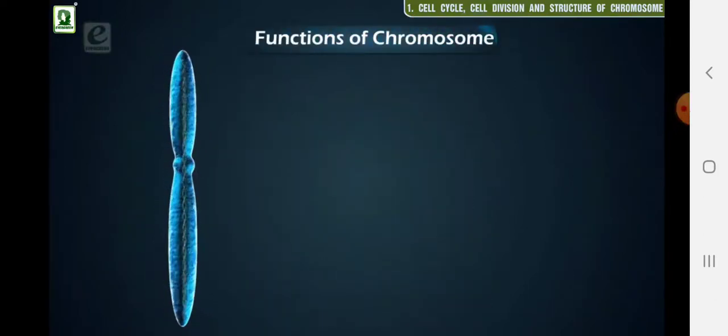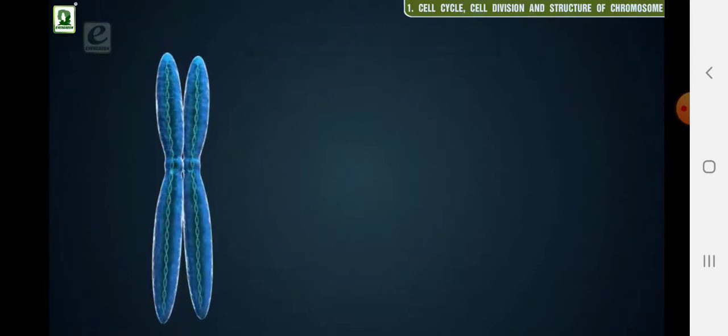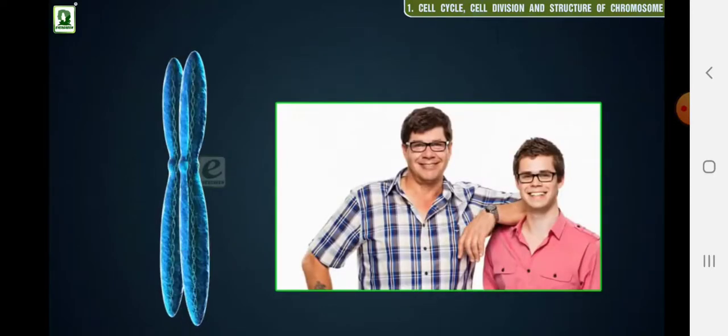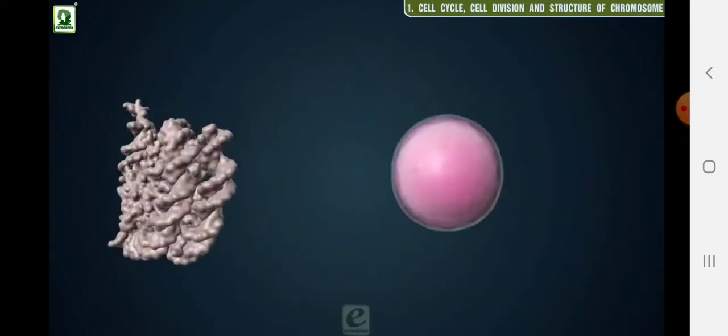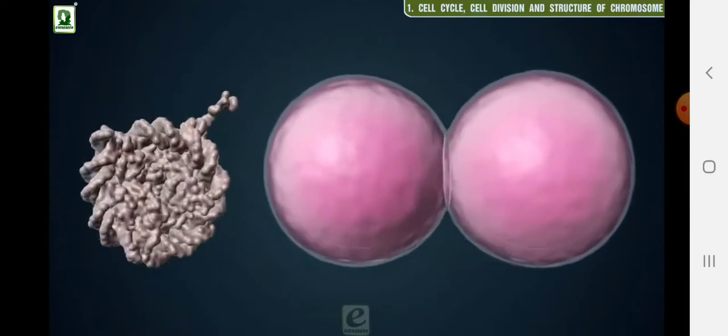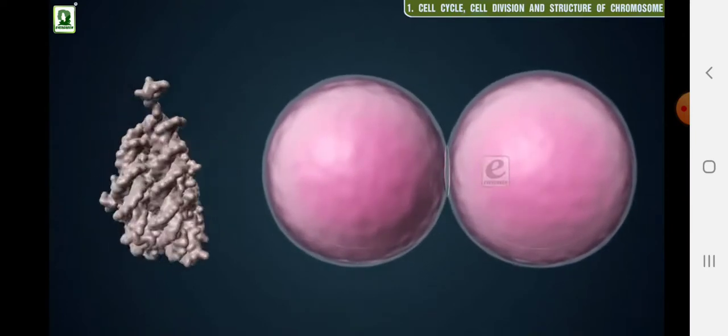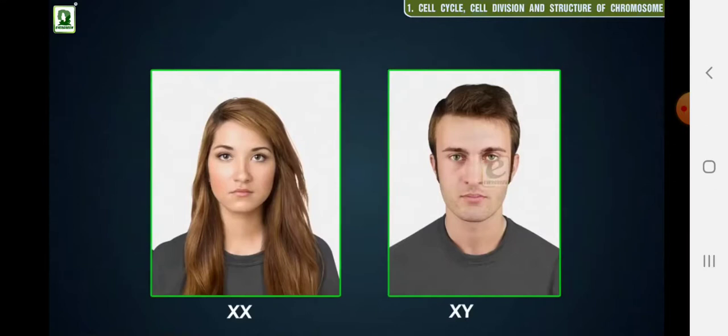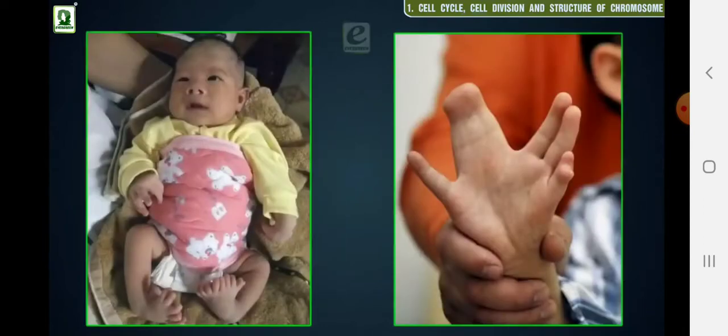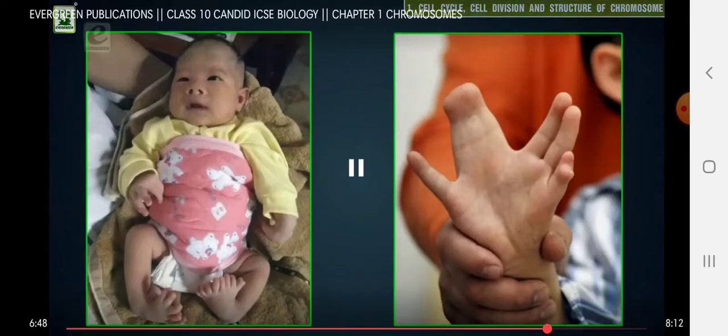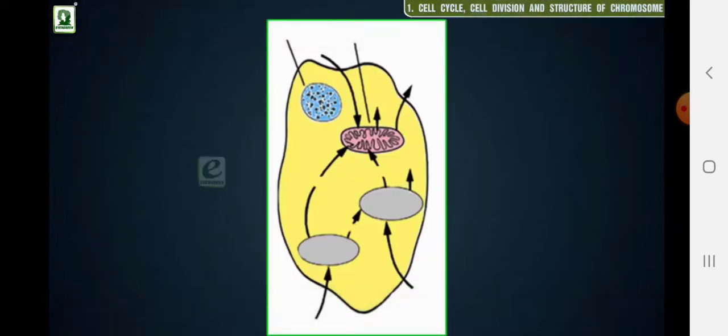Functions of chromosomes. Chromosomes form the only link between the two generations. They control the synthesis of structural proteins which help in cell division, cell repair, and cell growth. Sex chromosomes, that is XX and XY, determine the sex of individuals. Chromosomes undergo mutations, that is sudden changes, and contribute towards evolution of life. They control cell metabolism.